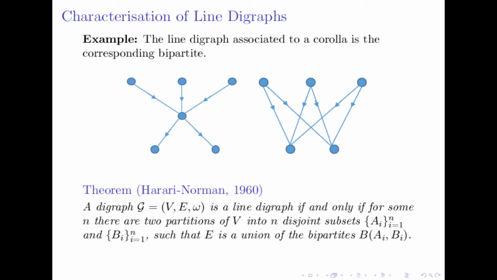Since you know that every directed graph is made out of corollas, this suggests that every line digraph is going to be made out of bipartites. And there's a theorem from 1960 of Harary and Norman, which says that a digraph is a line digraph if and only if there are two partitions of the vertex set into disjoint subsets such that the edge set is a union of bipartites. So that's an old classical theorem, a characterization of line digraphs.